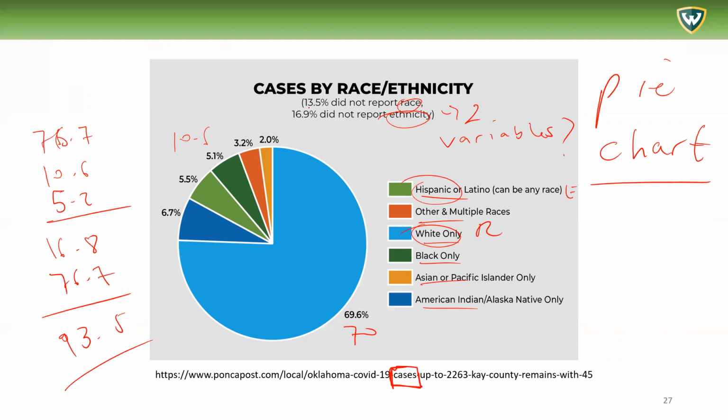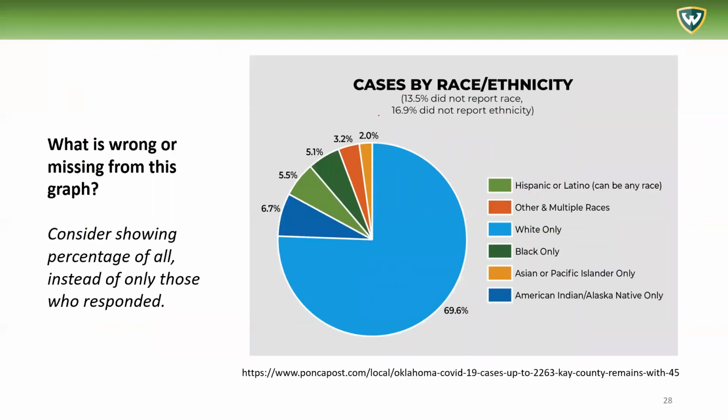then you say this is not 7%, this is 13%, and 17% did not report. So almost like none of this makes sense, except that probably more white people had COVID than other people, or percentage of white people, and so on. So this is a really kind of bad pie chart. Actually write something here. What is wrong or missing from this graph? And just to say, consider showing percentage of all instead of only those who responded. So I'm still not sure if this is percentage of all or only those who responded, because it doesn't match when we subtract it.